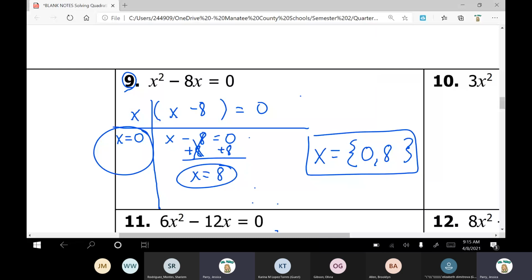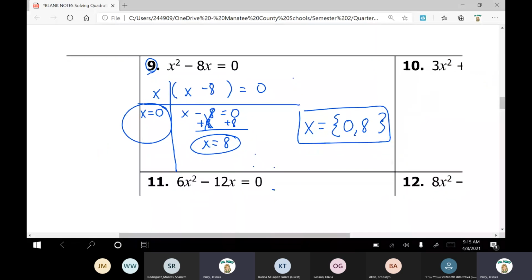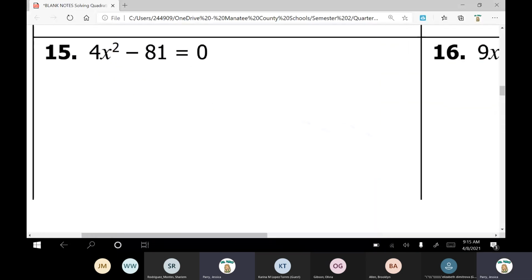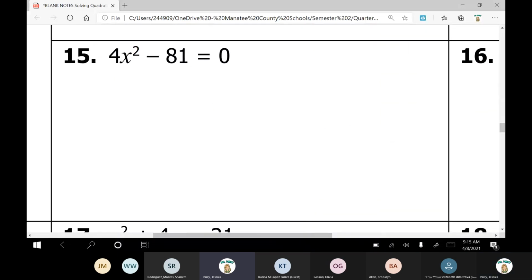Let's keep on going. That was number 9. I'm going to skip a couple. Let's do number 15. Number 15, so following our steps. Step 1, set the quadratic equation equal to 0. That's done for us already. Step 2, factor the left side.